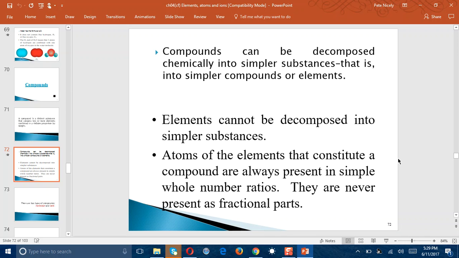So compounds, of course, we learned about this before. They can be decomposed into simpler substances, that is, into simpler compounds or even elements. And that's the difference between a compound and an element. An element cannot be decomposed into simpler substances by chemical means. All right? The atoms of the element that constitute a compound are always present in simple whole number ratios. So you'll never have fractional ratios between two elements, right? So you might have a 1-to-1 ratio between two elements, or 2-to-1, or 3-to-2, 4-to-5, but you'll never have anything like a 1.5-to-1 ratio between two elements in a compound.